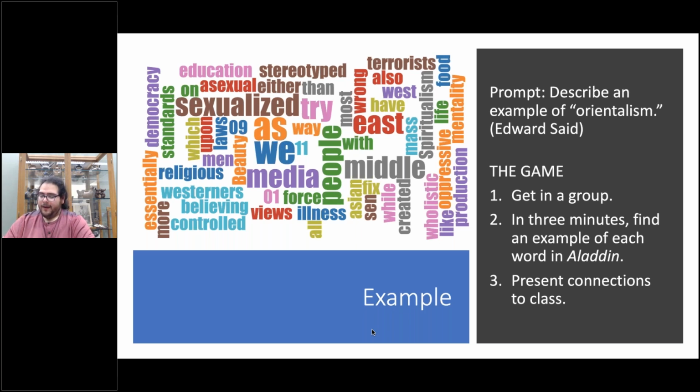And so after they submitted that first, what do they think about the East, I had them get in a group. And I gave them originally 3 minutes to find an example of each word from the movie Aladdin, from Disney's Aladdin. And so you can see from this word cloud, there are a bunch to choose from. And when I gave them a 3-minute time limit, they freaked out on me because they realized they needed 10, because they could use almost all of these words to describe the East using the movie Aladdin.